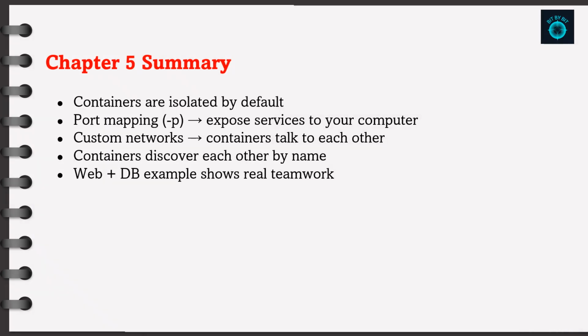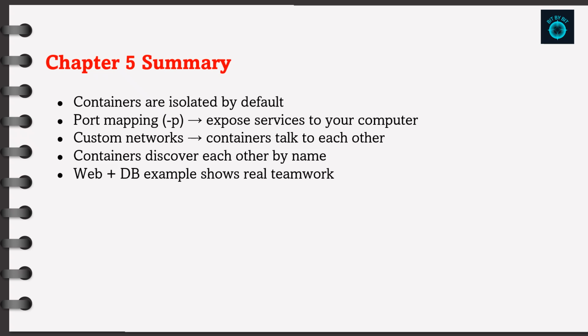Let's review what we learned in Chapter 5. First, containers are isolated by default. That means no outside access unless we allow it. We saw how to use port mapping with the -p option. This makes container services, like web servers, accessible from our computer through a specific port.